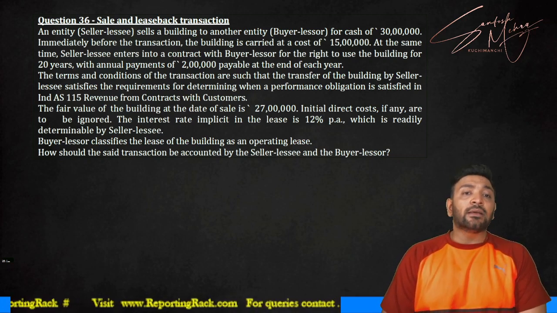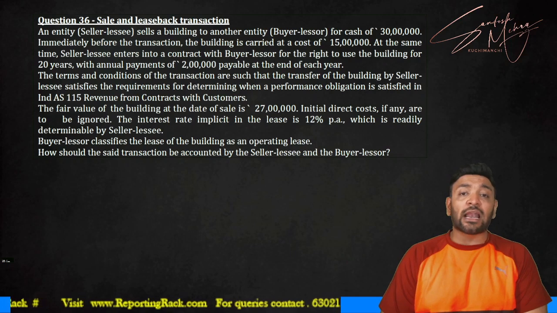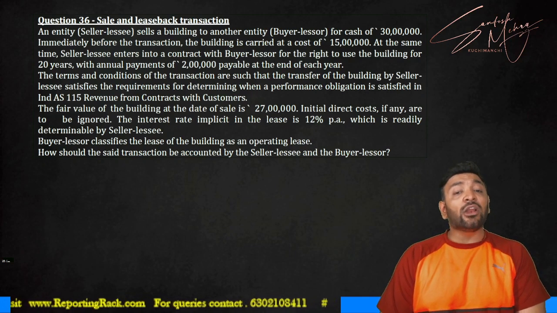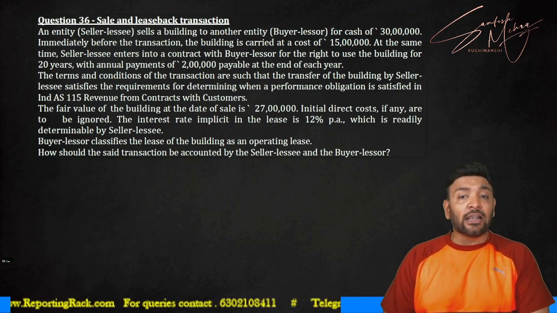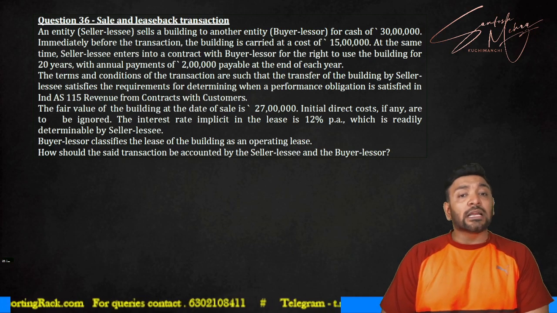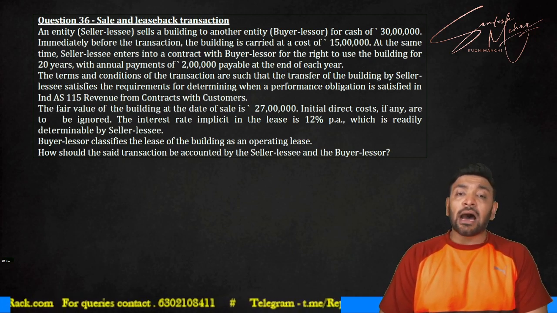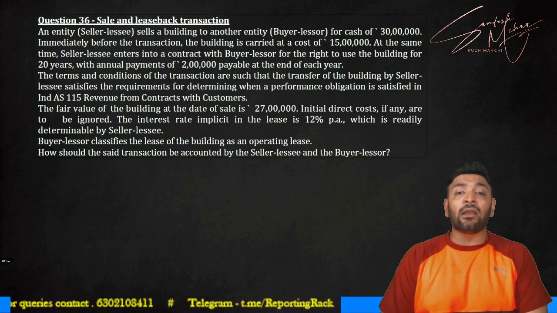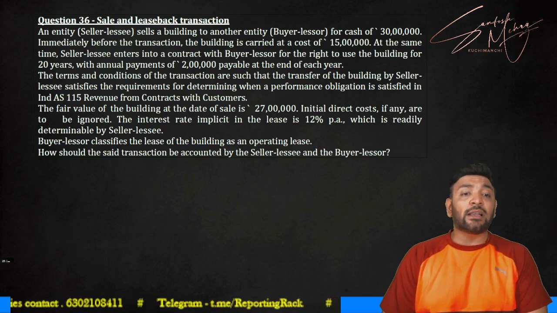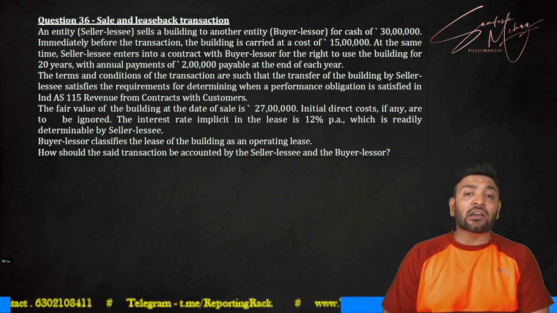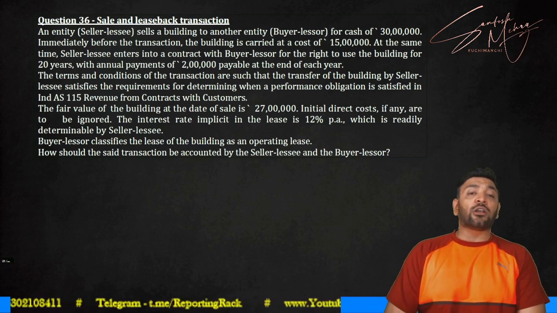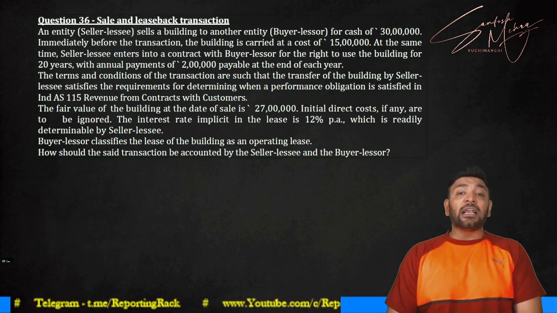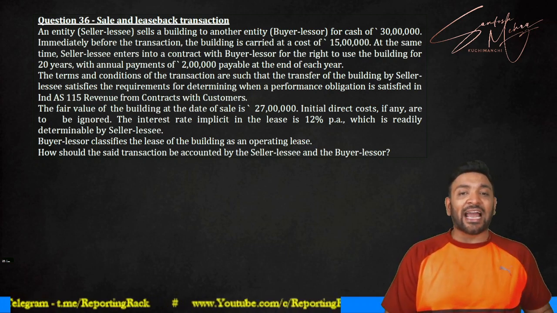At that same time, the seller lessee enters into a contract with buyer lessor for the right to use the building for a period of 20 years with an annual lease payment of 2 lakhs payable at the end of each year. The terms and conditions are such that the transfer of the building by seller satisfies the requirements of a performance obligation satisfied under IND AS 115. That means control over the asset is transferred, therefore it should be considered as a sale as per IND AS 115. The fair value of the building on the date of sale was 27 lakhs.